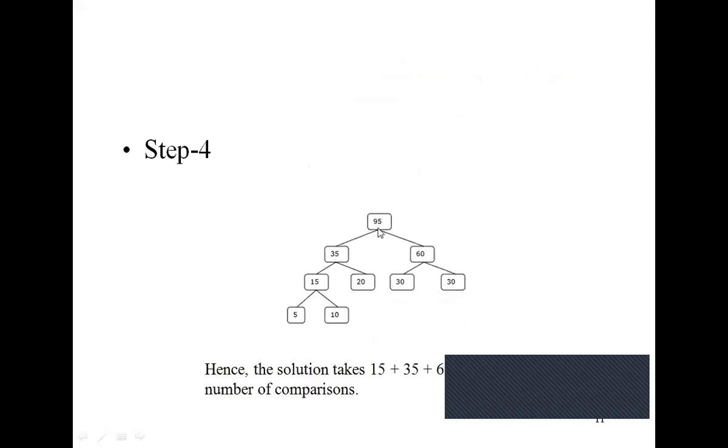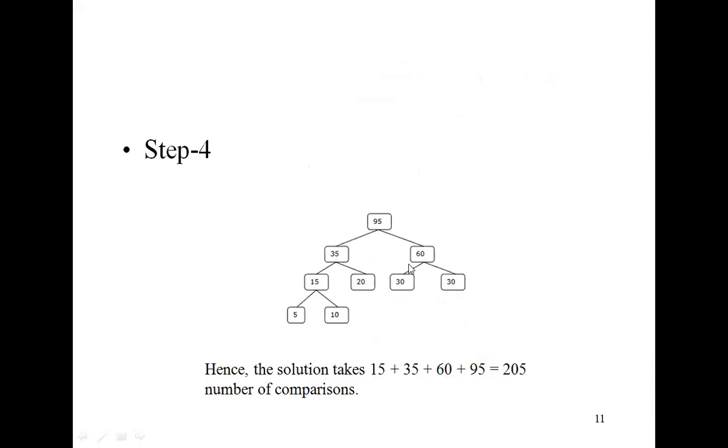Now check here. You have merged 30 and 30, you will get 60. Now merge 35 and 60, you will get 95. So 30 and 30 are merged, 60. 60 and 35 are merged, combined, you got 95. So that means the solution takes only 205 number of comparisons.